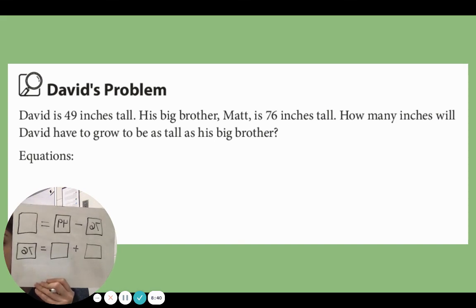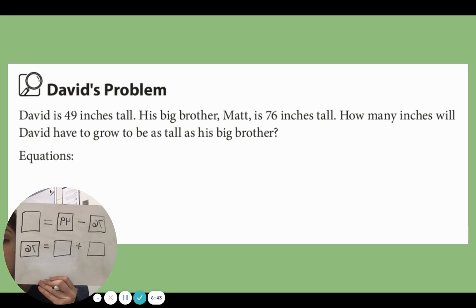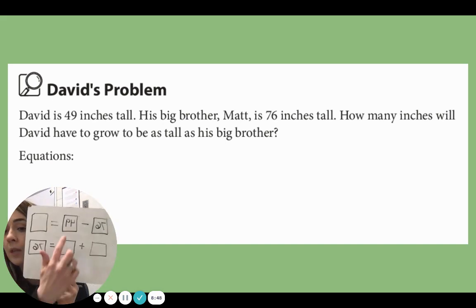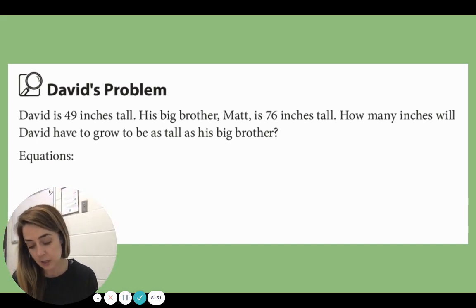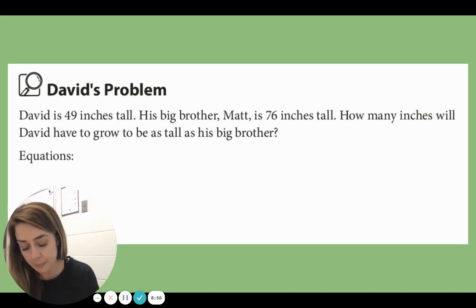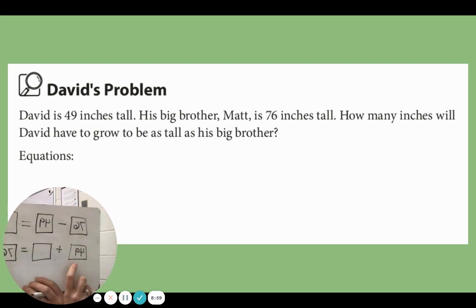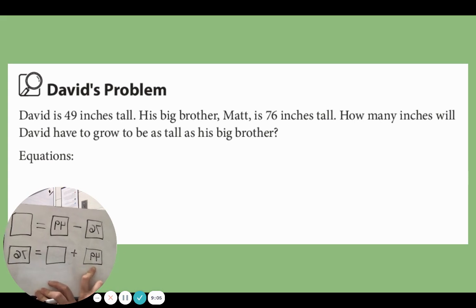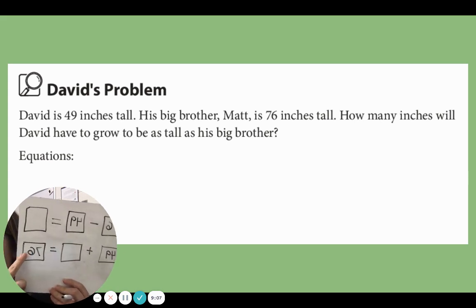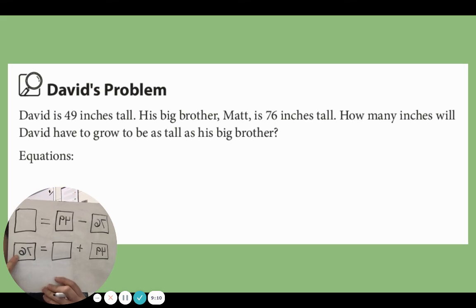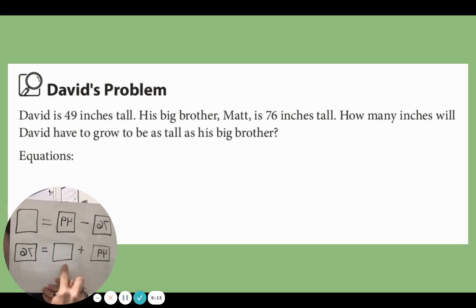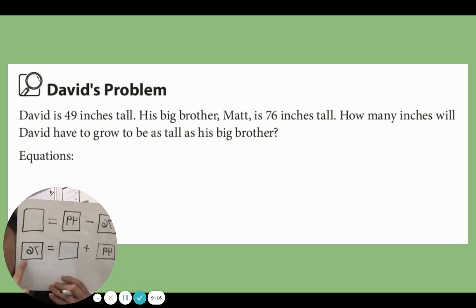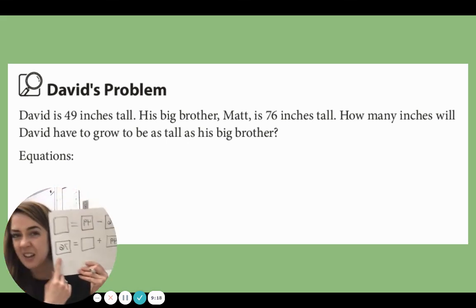All right. Now, I still know another number. What other number do I know? I know this 49, right? So it doesn't really matter. I'm going to put it in the start position. So I know that this is how tall David is right now. I know that this is how tall David would need to be as tall as his brother. So I want to know how many more inches David would need to equal 76. Do you see how that's working?